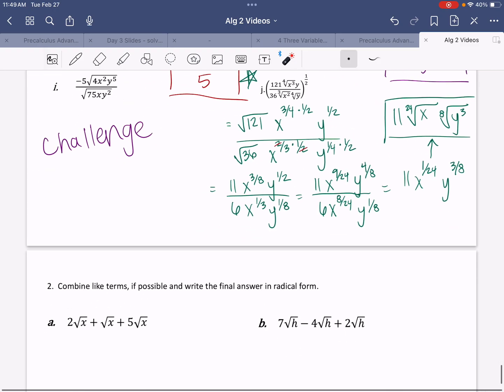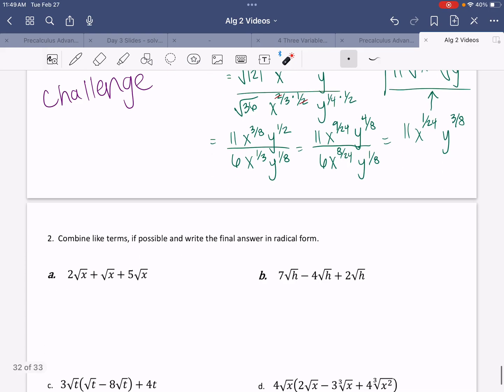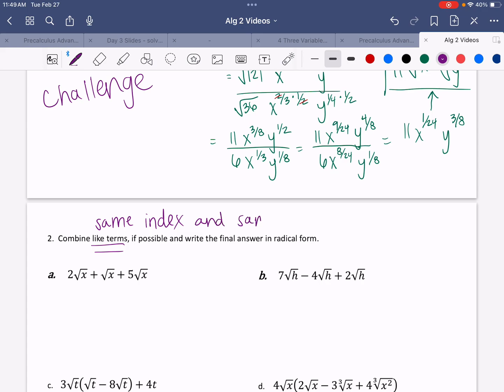So let's look at the back. It says, combine like terms if possible and write the final answer in radical form. Okay, so let's talk about what like terms look like with radicals. Like terms have to have the same index, so like square roots with square roots, and the same argument, so like under the radical, in order to add together.